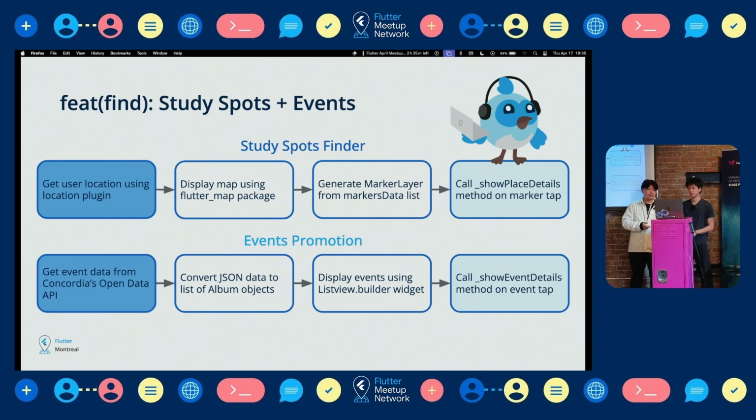And then it's pretty similar for the events promotion. We get the event data from Concordia's API, convert it from JSON to a list of album objects so that the list view builder widget can create a list of events. And then once we click an event, we call the method and show the detail screen.